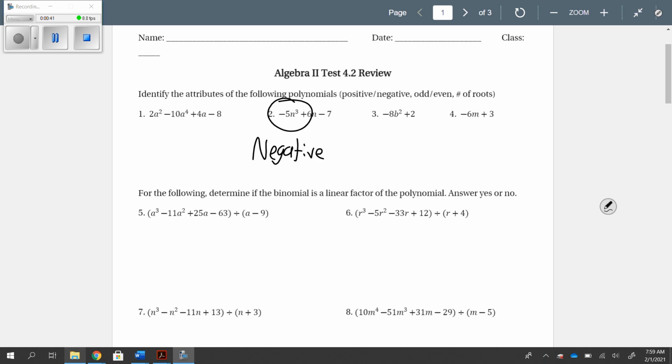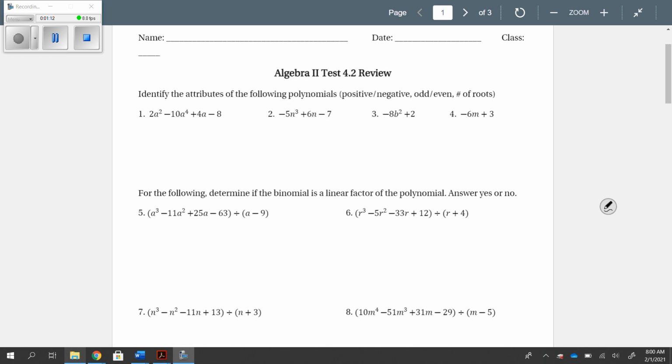All right, and then to find out whether it's odd or even, we look at the highest exponent. The highest exponent is to the third. 3 is odd. And how many roots? The highest exponent, it is 3 roots. And we're done. There should be no reason to miss those questions on the test. Those are basically free points. If you miss those, that means you either went too fast or you didn't know what you were doing. It's that simple. Negative, odd, 3 roots.